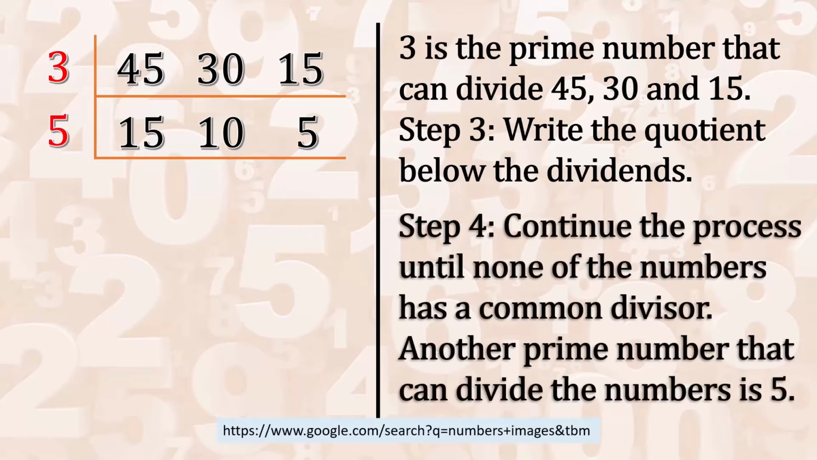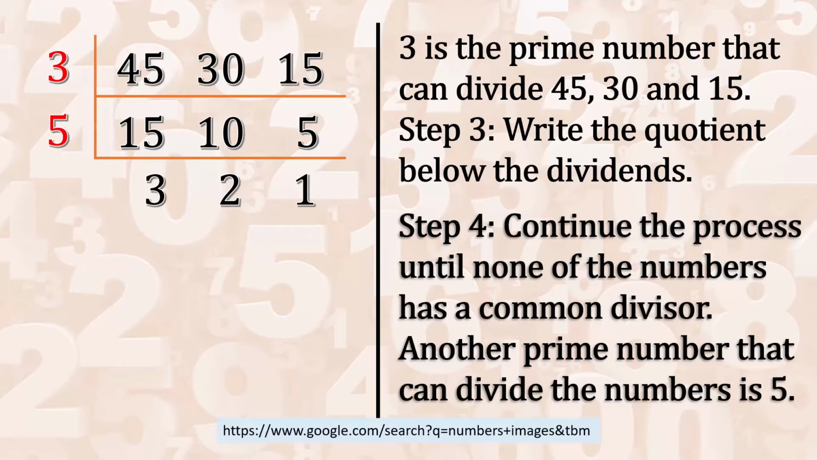45 divided by 3 is 15. 30 divided by 3 is 10. 15 divided by 3 is 5. Step 4, continue the process until none of the numbers have a common divisor. Another prime number that can divide the numbers is 5. 15 divided by 5 is 3. 10 divided by 5 is 2. 5 divided by 5 is 1.